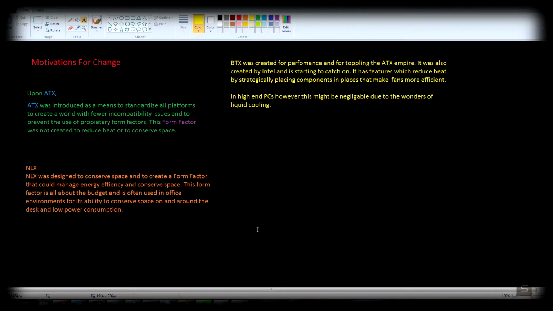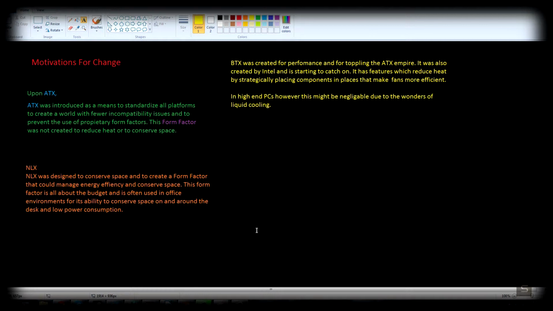NLX was, however, designed to conserve space and to create a form factor that would manage energy efficiency and conserve space. This form factor is all about the budget and is often used in the office environments for its ability to conserve space on and around the desk and a lower power consumption.